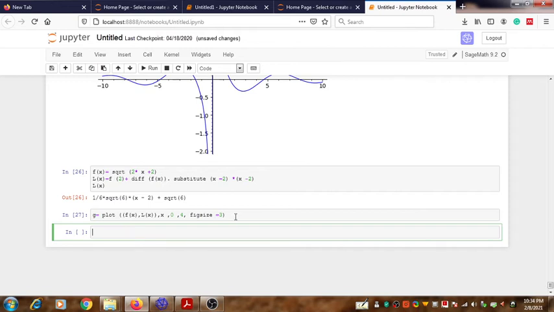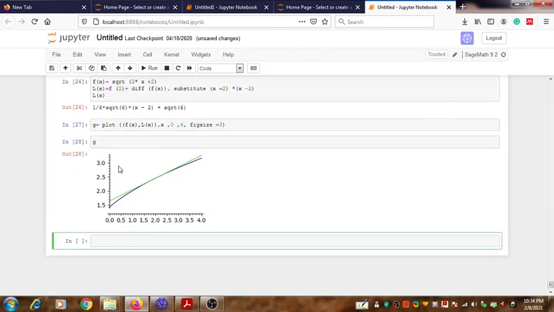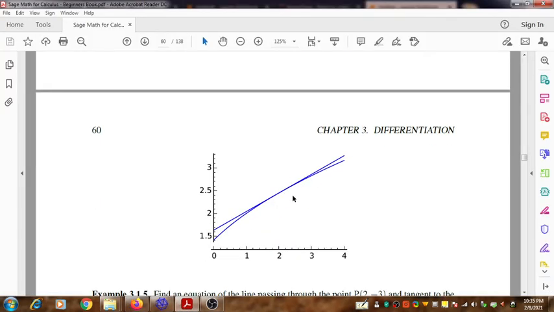Okay, that has been written, but to take the output once again you have to type g and enter. This is the curve and the tangential line. See, the blue colored one is the curve, and the green colored one is the tangential line to that curve. Okay, you can compare it with this.